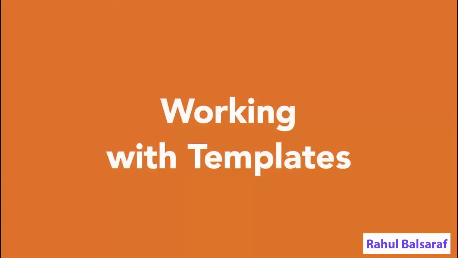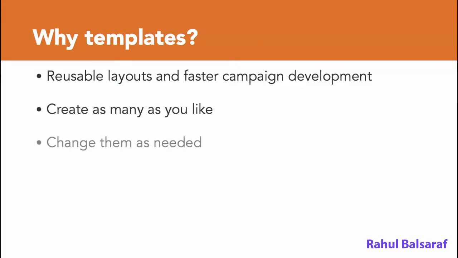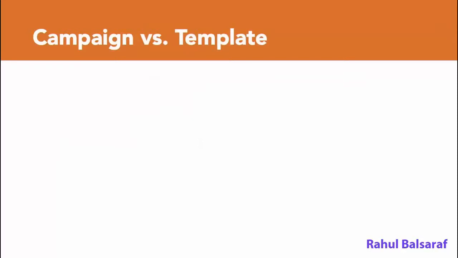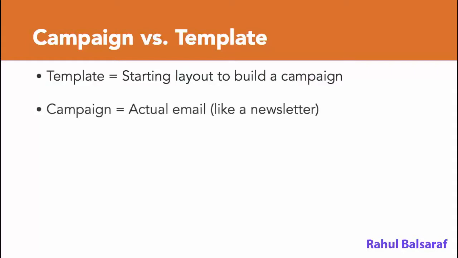Mailchimp templates are reusable layouts that you design and use to create campaigns, also known as email newsletters. You may have only one or two templates, or you could have dozens, depending on what types of campaigns you are sending. You may change your templates often, or you could create one and use it for years. The difference between a campaign and a template is this. A template is the starting layout for an email campaign that you will send. A campaign is the actual content you send to your list of subscribers.